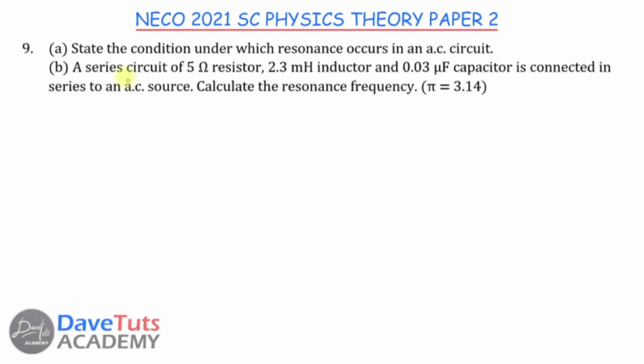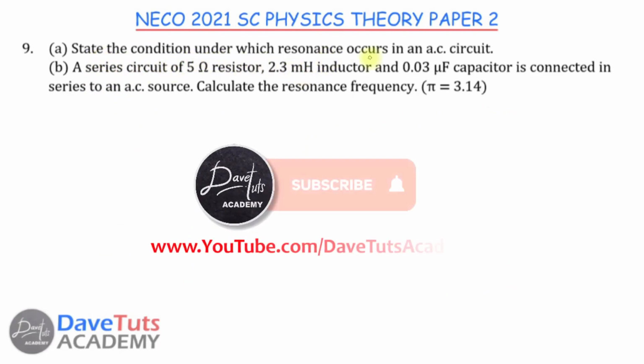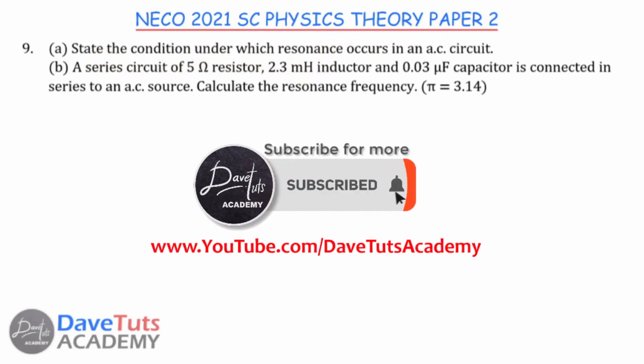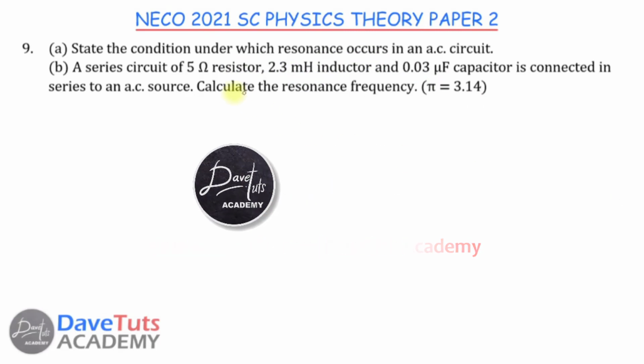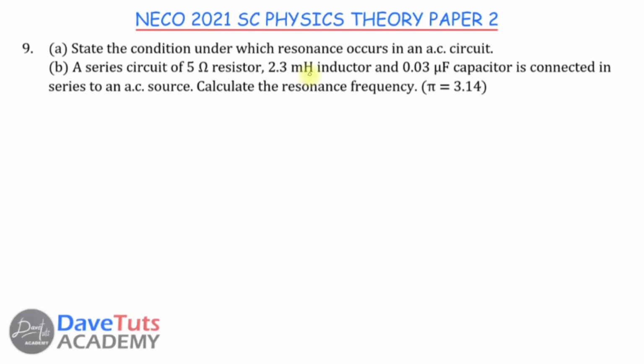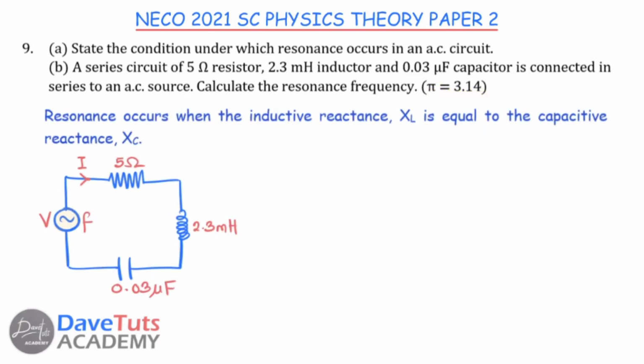We are still continuing with our questions on electricity, and here we are to state the condition under which resonance occurs in an AC circuit. And then furthermore, we are being told that a series circuit of a 5 ohm resistor, a 2.3 millihenry inductor, and a 0.03 microfarad capacitor is connected in series to an AC source. Our mandate is to find the resonance frequency given that pi is 3.14. Okay, so that is good and fine.